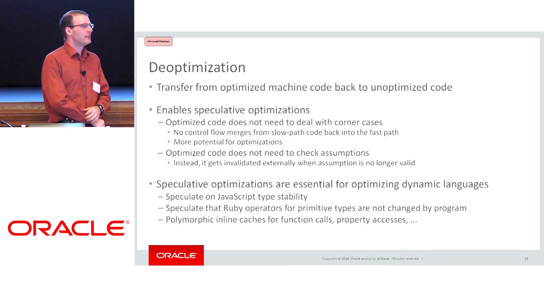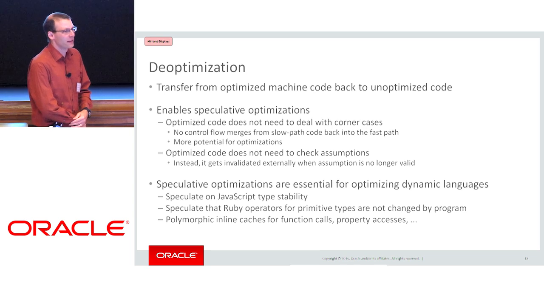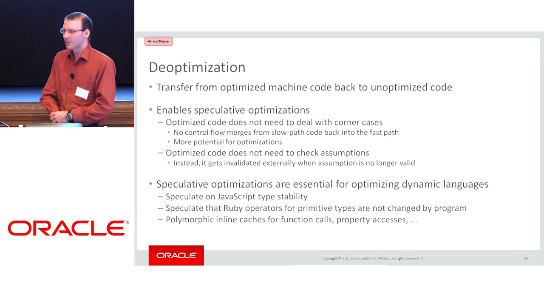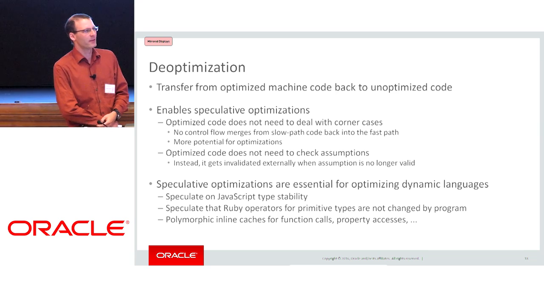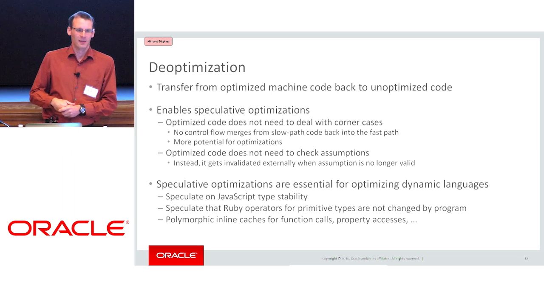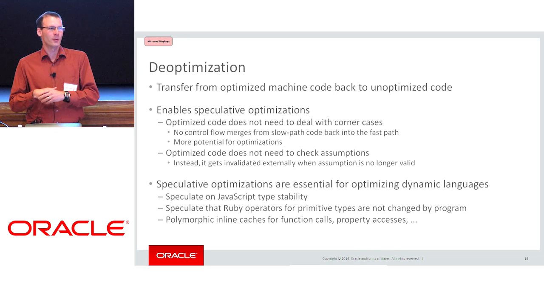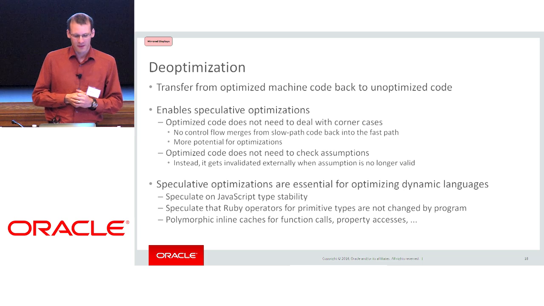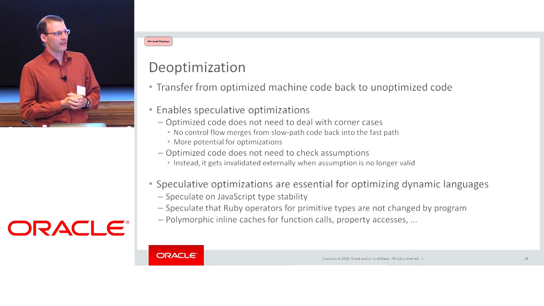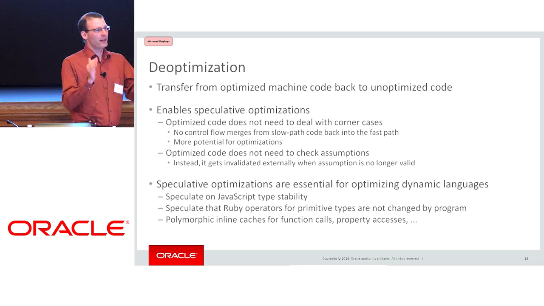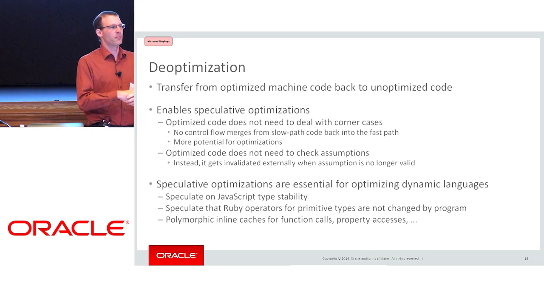Let's talk about de-optimization a bit to get into some technical details here. De-optimization has many names. Sometimes it's called an uncommon trap. Some people call it on-stack replacement. That's a term that I don't really like because Hotspot uses that term for when it switches from the interpreter to the compiled code, but in some literature also it's called on-stack replacement. We call it, I think, de-optimization pretty consistently. That's when you transfer from optimized machine code back to some sort of unoptimized code.